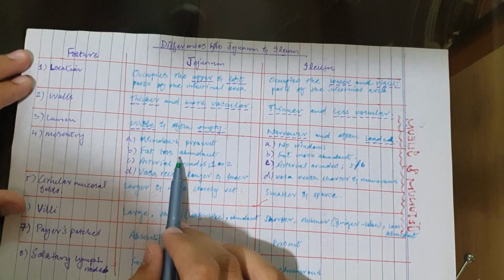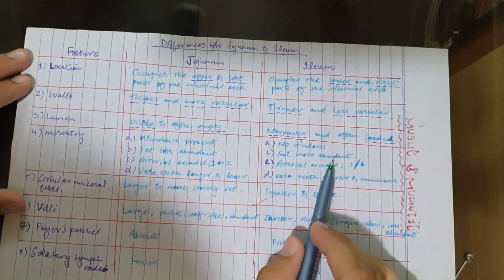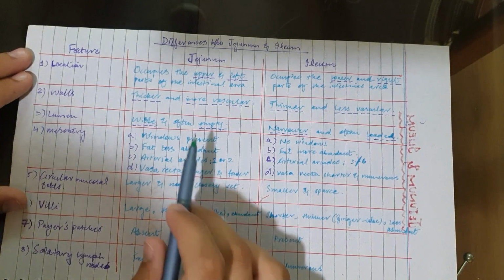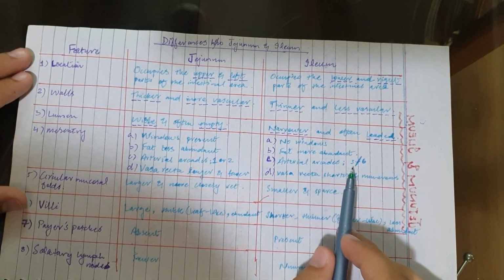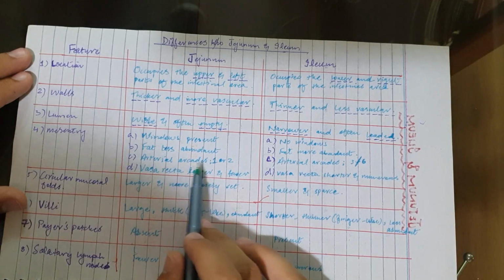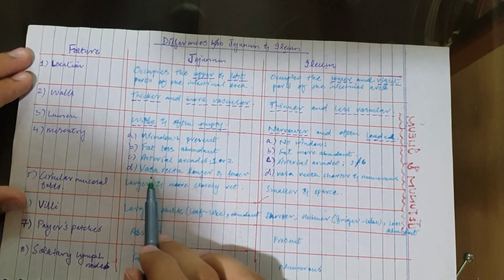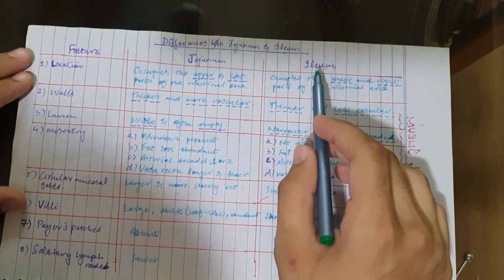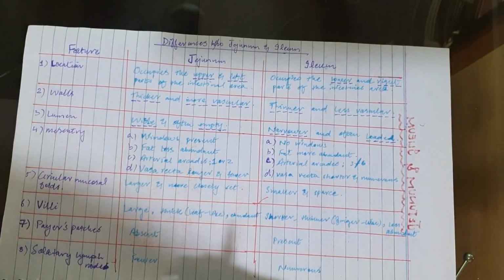Fat is less abundant in our jejunum, whereas fat is more abundant in our ileum. The arterial arcades are less in number in the jejunum, whereas in the ileum they are more in number, that is 3 to 6, and in the jejunum they are 1 or 2. The vasa recta are longer and fewer in the jejunum, whereas in the ileum they are shorter and numerous.